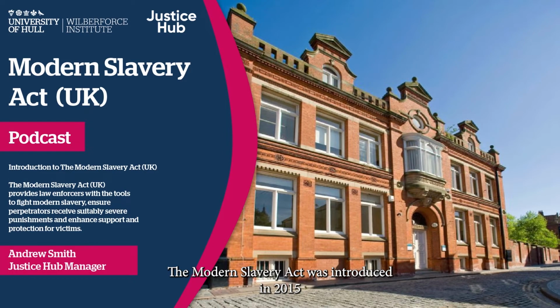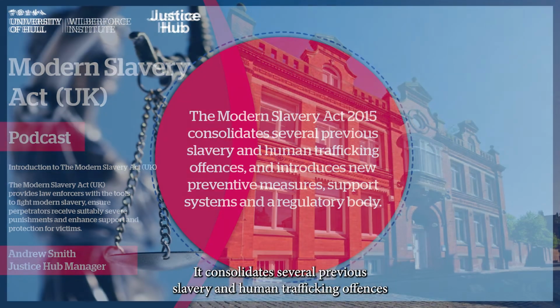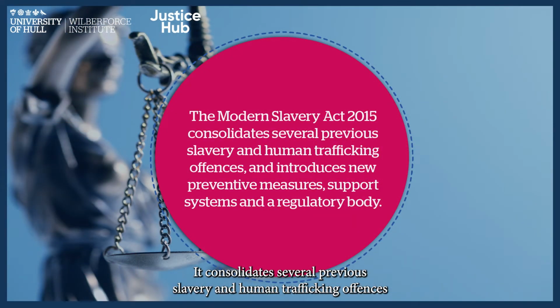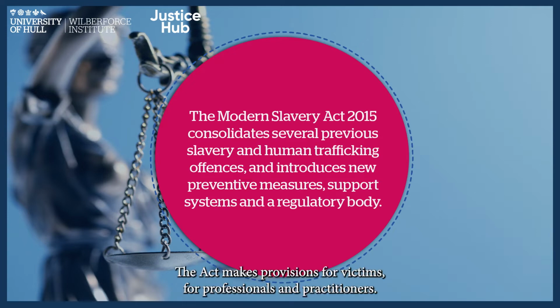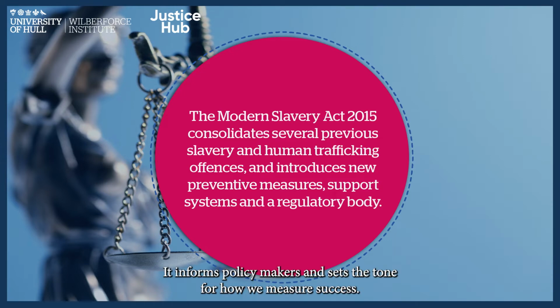The Modern Slavery Act was introduced in 2015 to give law enforcement the tools to fight modern slavery, ensure perpetrators receive suitably severe punishments, and enhance support and protection for victims. It consolidates several previous slavery and human trafficking offences and introduces new preventative measures, support systems, and even a regulatory body. The Act makes provisions for victims, for professionals and practitioners. It informs policymakers and sets the tone for how we measure success.